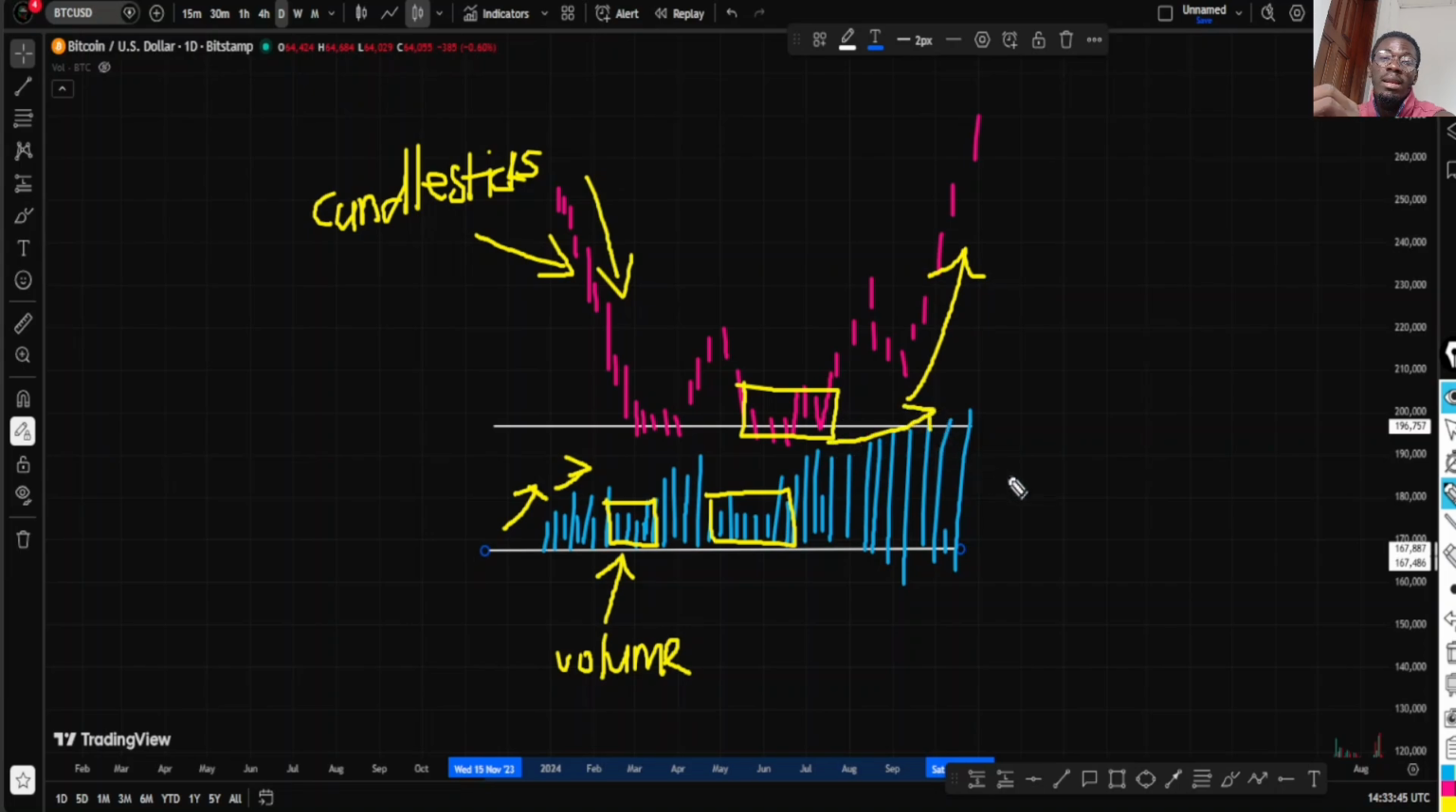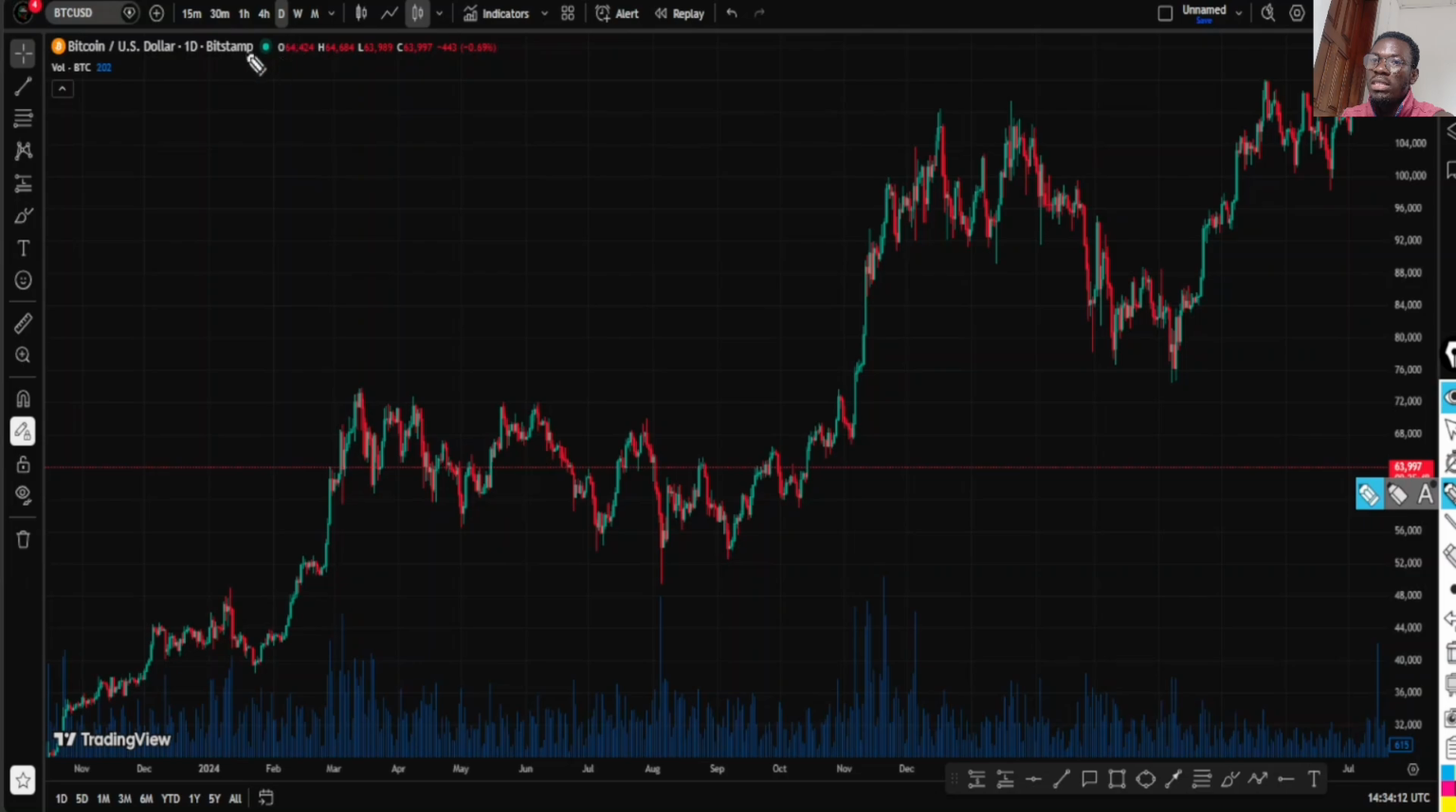Now let's go to the live example and see how to apply the price action in the chart and the volume indicator to our advantage. This is the chart of BTC USD, and we are on the daily time frame.